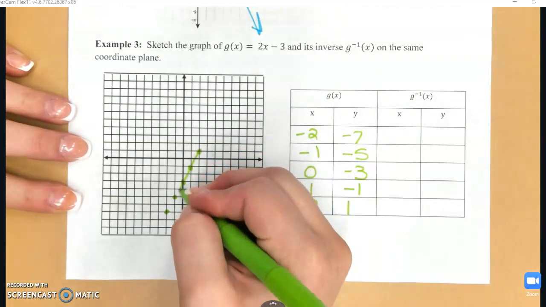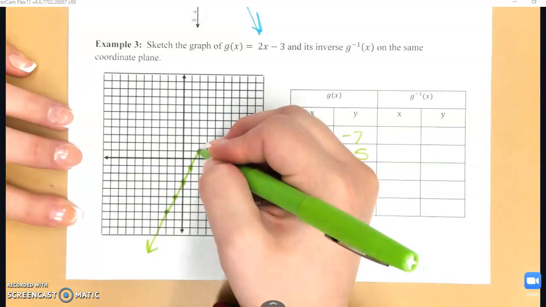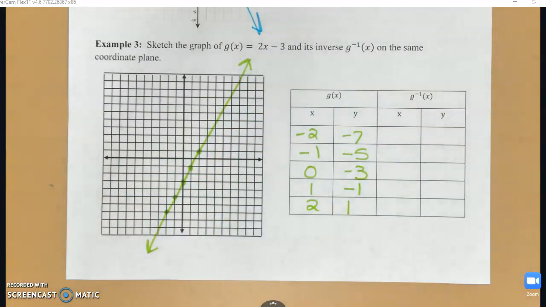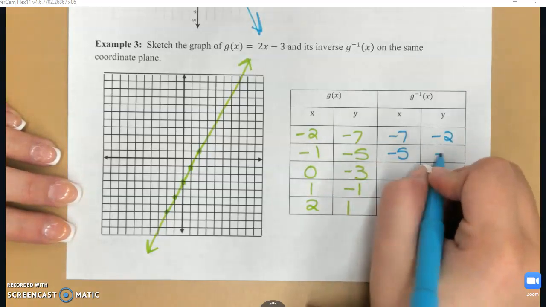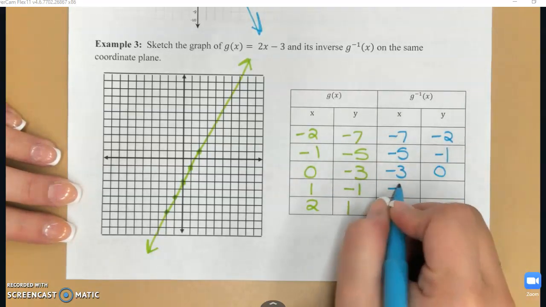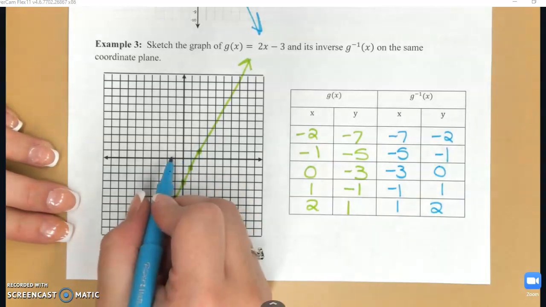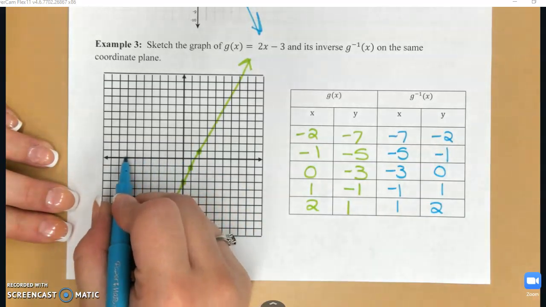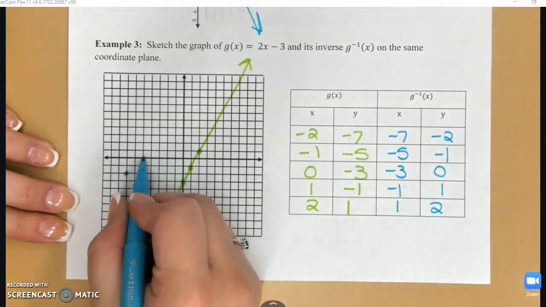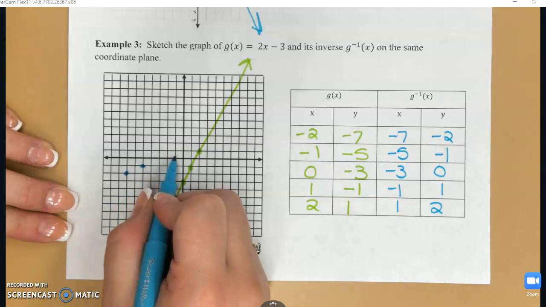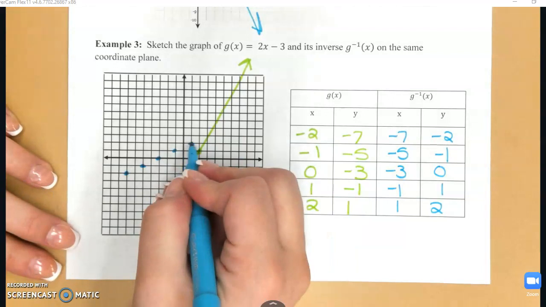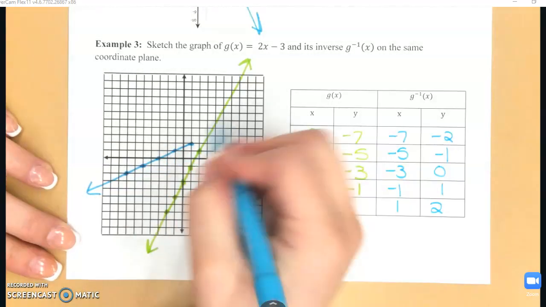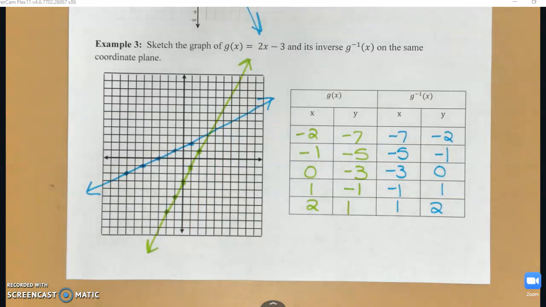And again, I'm just going to connect the dots as best I can. So there's my initial graph. Now to do my inverse, I'm just going to swap each of these ordered pairs and plot my new points. And then again, connect the dots. It's that easy.